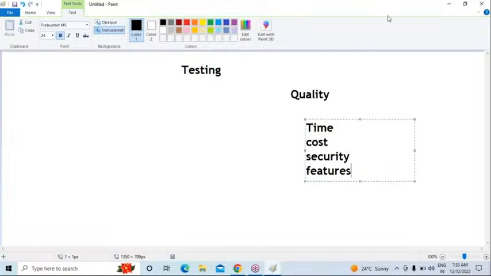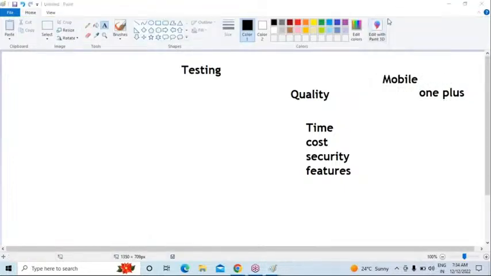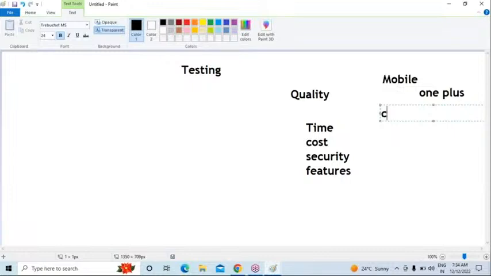So let us consider a small example. Basically, you know about the mobile. When is a mobile a quality one? How can we say that? For example, we are purchasing this OnePlus mobile. When can we say the mobile is a quality one? Suppose any person is interested in making reels, their preference is the camera. Now they purchase one mobile having a camera like 108 megapixel.